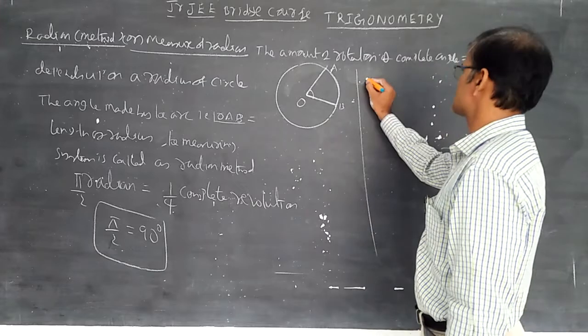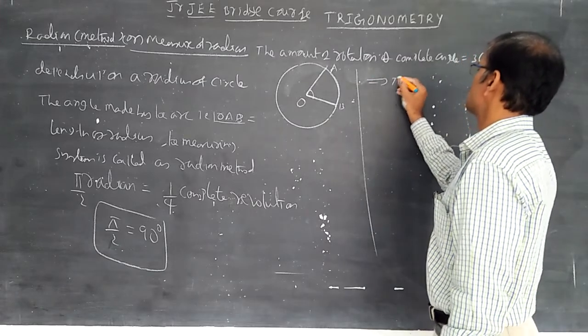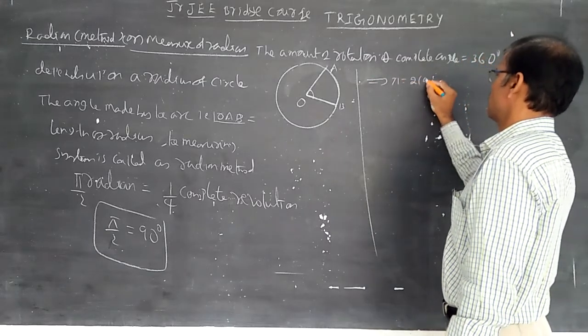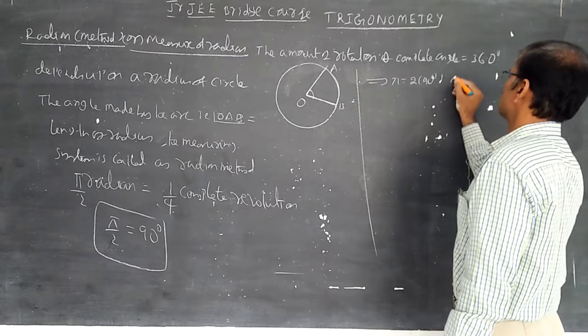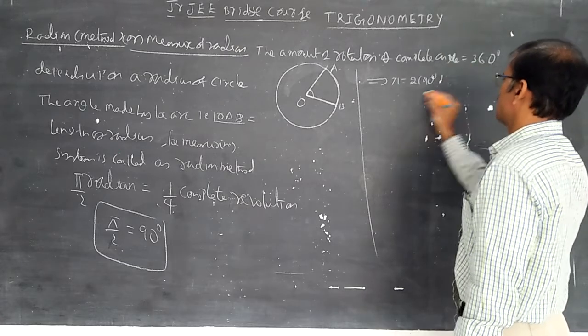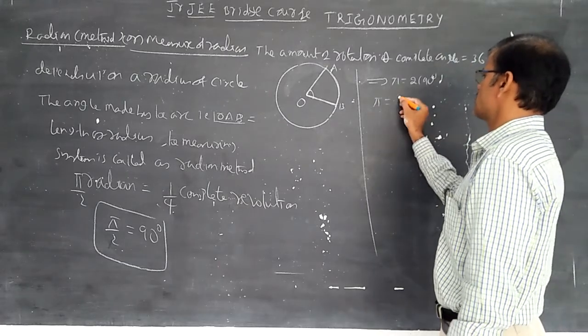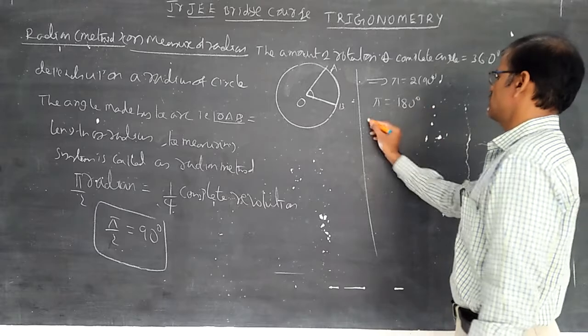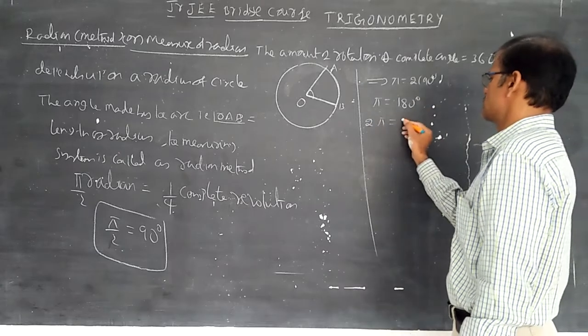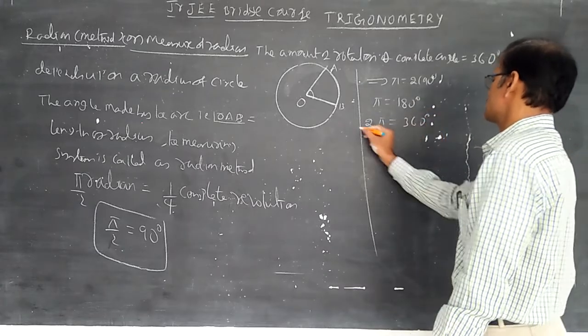That implies pi is equal to, it is a general notation. Now pi is equal to 2 into 90, so you can say that pi is equal to 180 degrees and 2 pi is equal to 360 degrees.